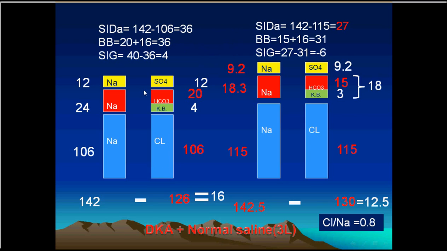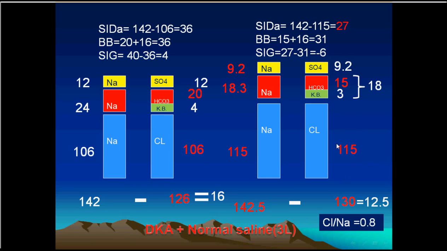This is a case of high anion gap metabolic acidosis, which we said before. Sometimes in the treatment of these patients, you give them saline. This will not make a large change in the sodium, but it will produce a major change in the chloride, because in saline the concentration of sodium is 154, and the chloride is also 154. So this is a large chloride load. So the chloride increased, and instead of being 106, it increased to 115.